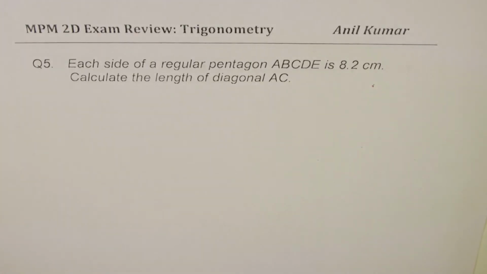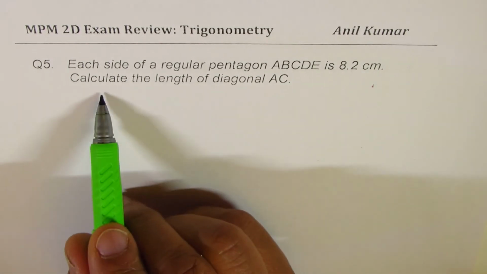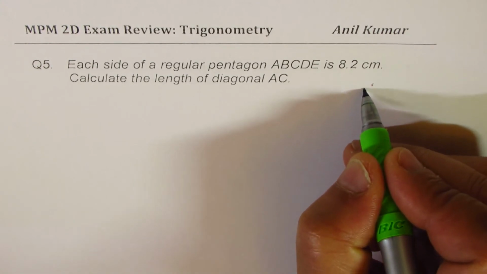Let's move on. Take question number 5. Now this is a very important question from an examination point of view. I've seen it many times. The question here is, each side of a regular pentagon ABCDE is 8.2 centimeters. Calculate the length of diagonal AC.